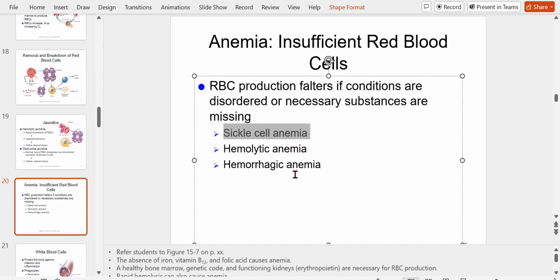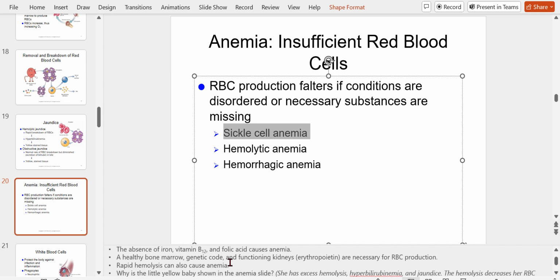Interesting. Hemolytic anemia, hemorrhagic anemia. There's lots of good stuff here.